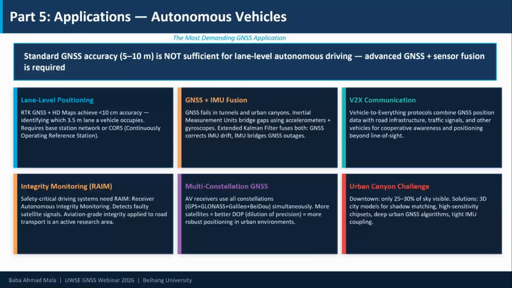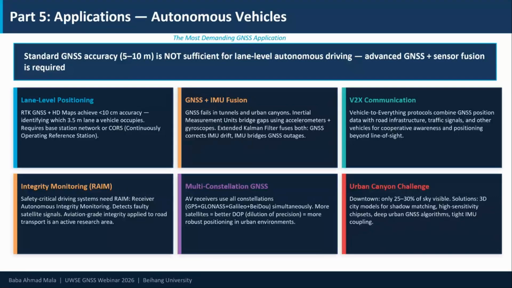The IMU provides continuous motion data. It bridges the gap when GNSS is lost in tunnels or in urban canyons, while GNSS corrects the IMU's drift. An extended Kalman filter blends these sensors seamlessly.